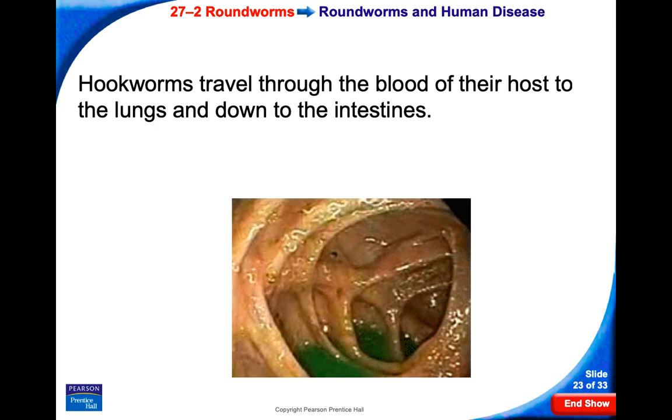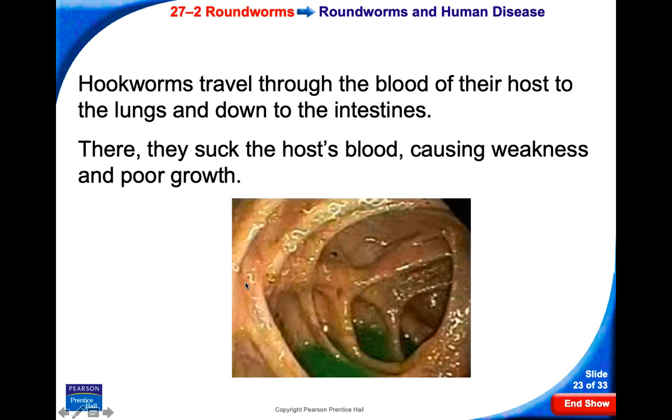And hookworms then get into the bloodstream, travel through the bloodstream of their host to the lungs, similar to the Ascaris worms. They'll travel to the lungs, get coughed up, go down to the intestines, and actually right here, this is looking inside of the intestines of an individual. You can see the hookworms are actually in the wall there. And what they do is they actually suck the host's blood, and by doing so they cause weakness and poor growth.